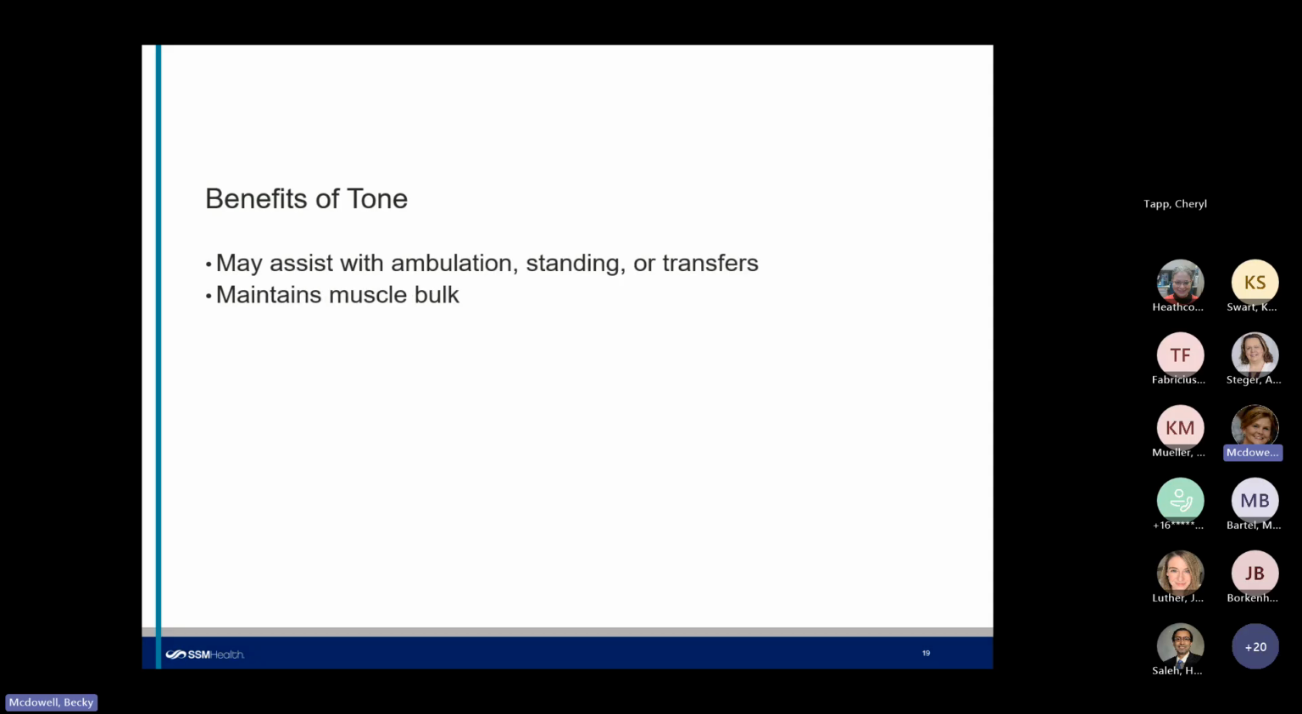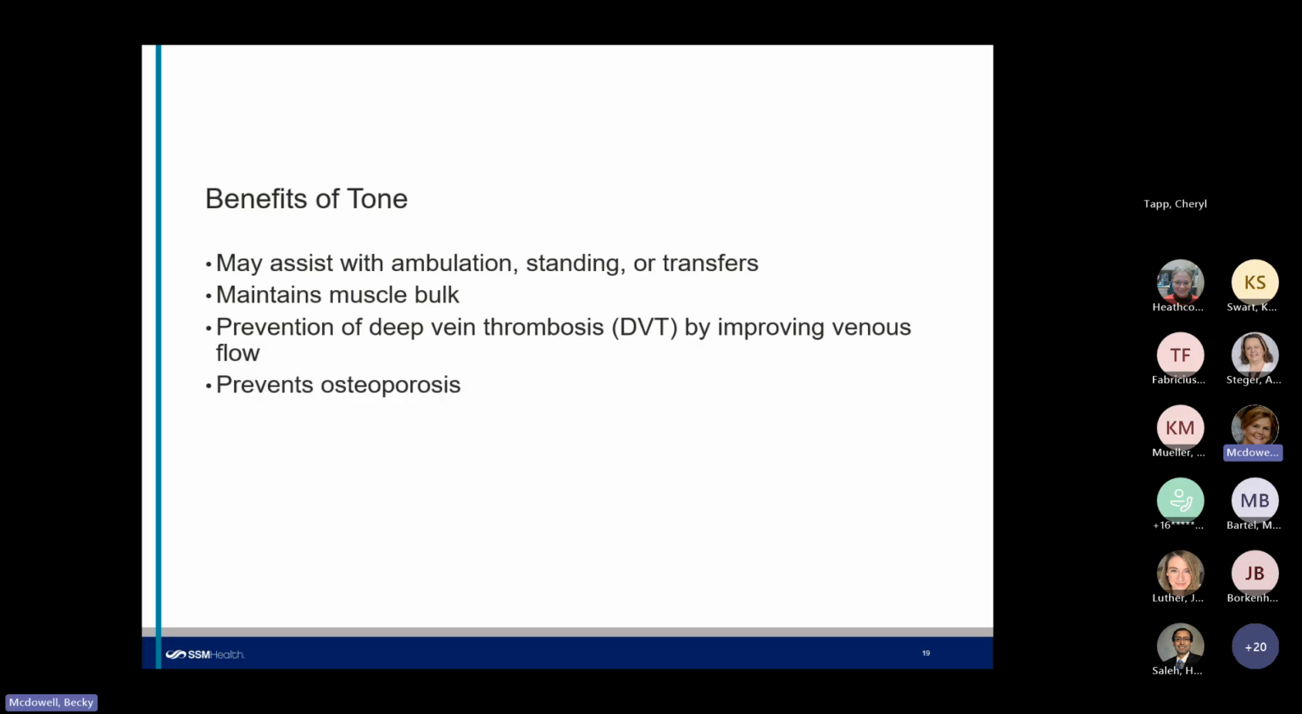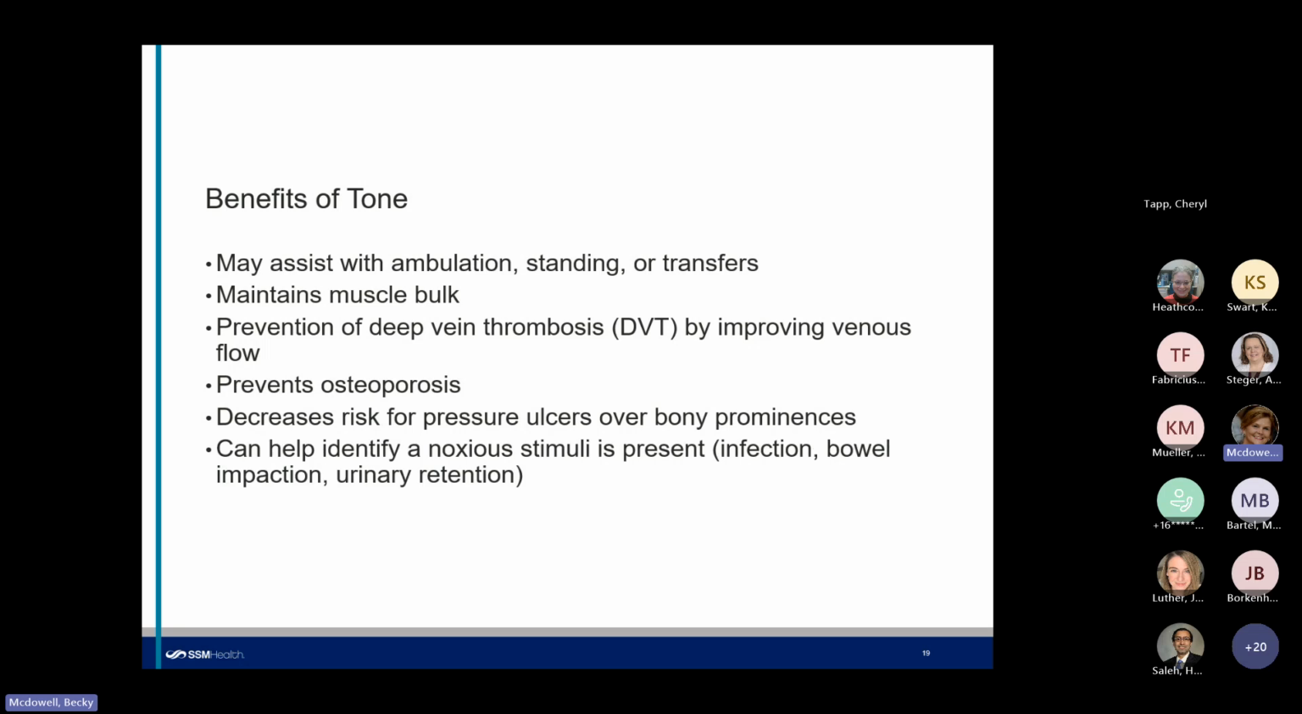Spasticity also helps maintain muscle bulk. It can help prevent DVTs by improving venous flow, prevent osteoporosis, and decrease the risk of pressure ulcers, especially over bony prominences, and this is mostly due to the muscle bulk being maintained. It can help identify noxious stimuli if present. In some people, especially with brain injury, strokes, and spinal cord injuries, if they have an infection, bowel impaction, or urinary retention, they get more spastic. So that's an indicator that something else might be going on.